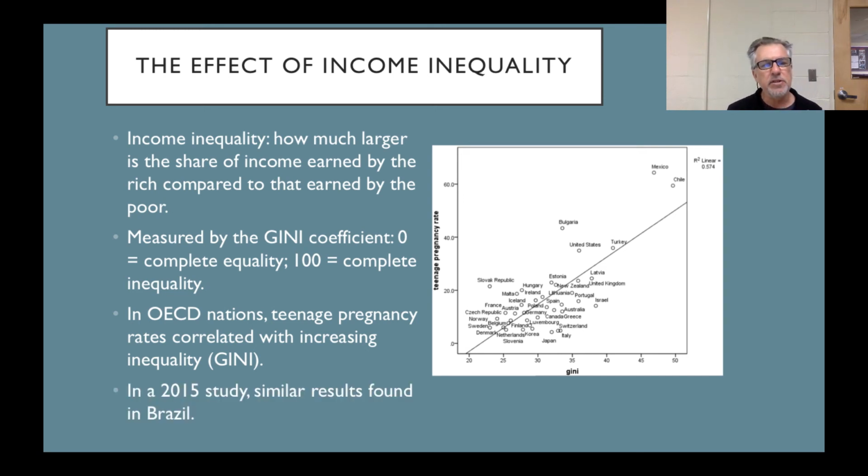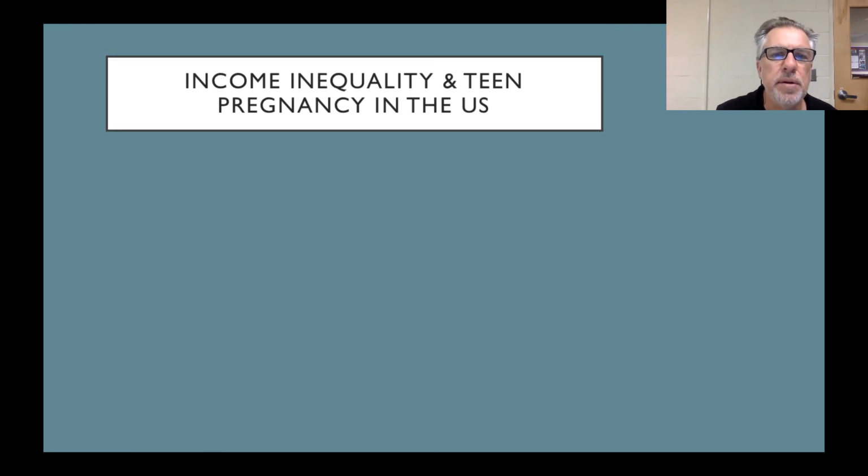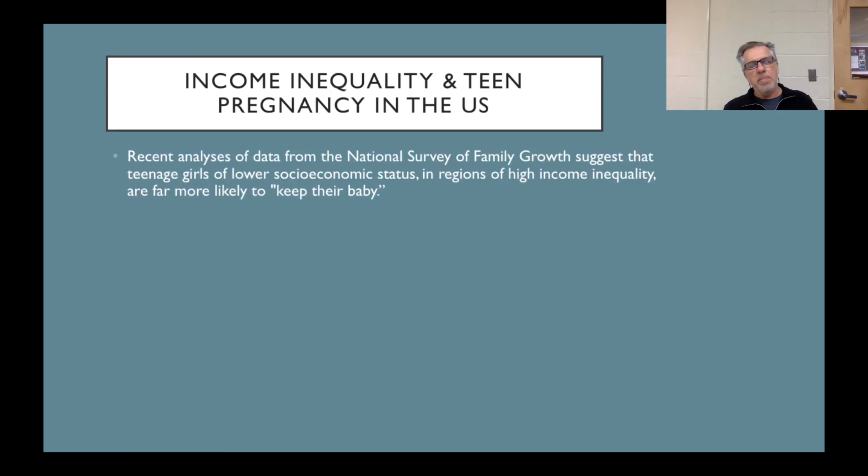A 2015 study in Brazil found similar results, found that in areas of Brazil where there was more income inequality, there were much higher teen pregnancy rates than in areas of Brazil where there was less income inequality. The same thing has shown up in the United States, actually. Recent analysis of data by a group called the National Survey of Family Growth showed that teenage girls of lower socioeconomic status were more likely to keep their baby in regions of high income inequality than in regions of low income inequality. So that's a little hard to unpack there.